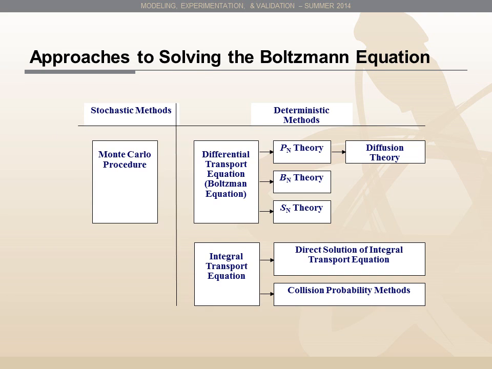There are 2 general approaches to solving the Boltzmann equation. Stochastic methods use probability and random processes to try to find a solution. Deterministic methods use numerical methods and variables that are largely determined by parameters to find a solution to the problem.